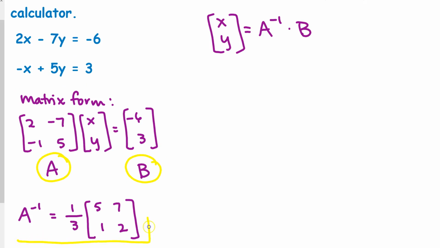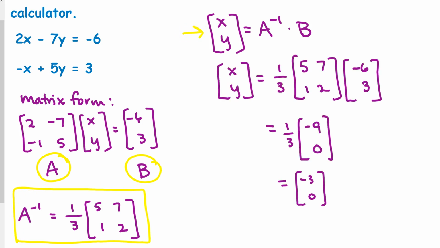Then I found the inverse matrix, and the next step is going to be to multiply A inverse times B. Okay, so I wrote those in there. Here's A inverse, here's B. I multiplied the matrices and left the 1/3 on the outside, and then multiplied through by the 1/3. So our ordered pair is -3, 0.